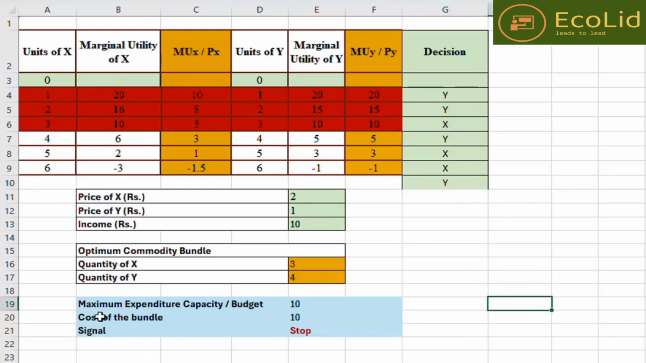Now look here, we are getting the signal stop. That means the consumer does not have any extra amount with which he can buy any of these commodities. So the fourth unit also has been exhausted, so we will put a different shade here. So what is the solution? The solution is quantity of x will be 3 and quantity of y will be 4. That means the consumer will buy 3 units of x and 4 units of y. So like this, using Excel also we can identify the solution of the equi-marginal utility.